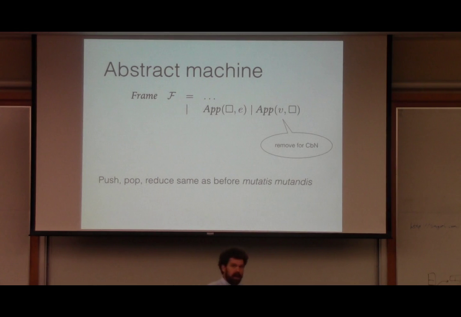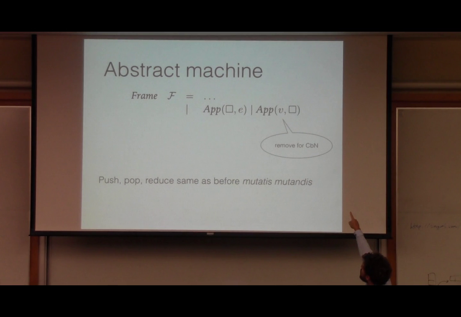Okay, here's the machine view. Just like before, we've got a list of stack frames. Since we have new contexts, we'll have new frames. So the frames that I'm adding here are, this is going to be a machine for call by value.